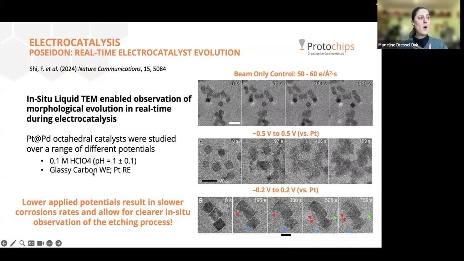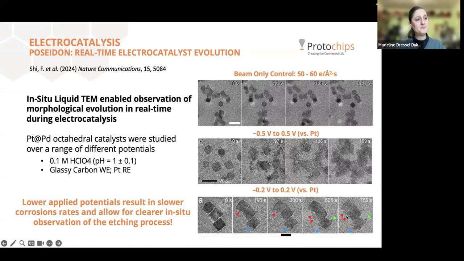Then they looked at a wide range of different potentials. In this case, this is a cycling over negative 0.5 volts to 0.5 volts. And what they realized as they were doing these studies is that if they shifted to lower potentials, they were really able to slow down the corrosion rates, which meant that they could capture it more efficiently in situ. It wasn't happening so fast that the camera can't keep up.